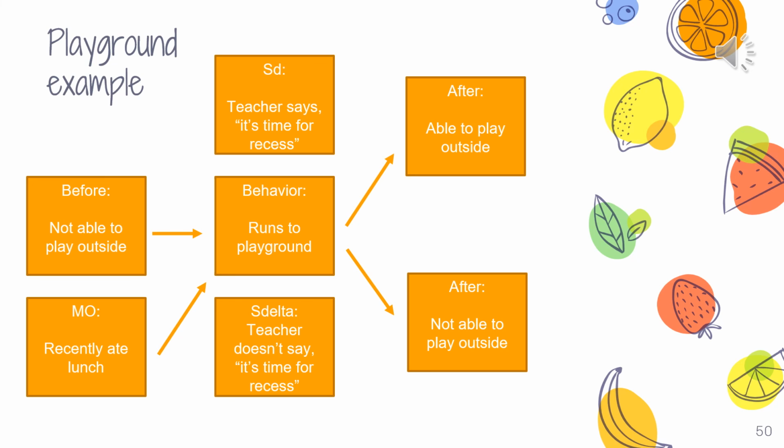The MO in effect here has an abative effect. Recently eating lunch will decrease the reinforcing effectiveness of being able to play outside, and it will decrease the frequency of the response that results in being able to play outside.